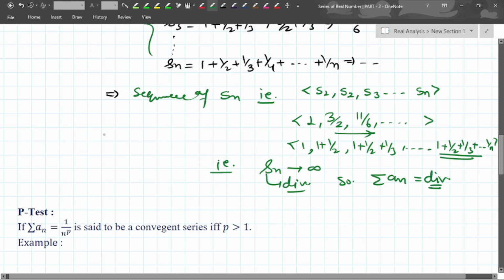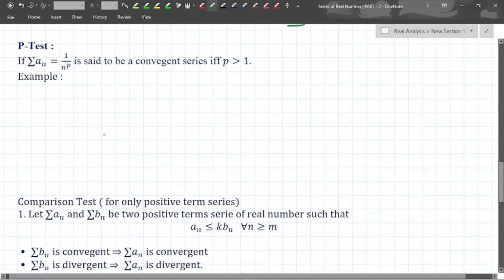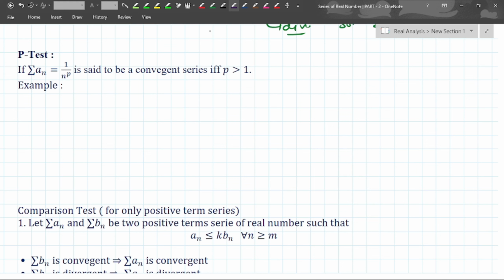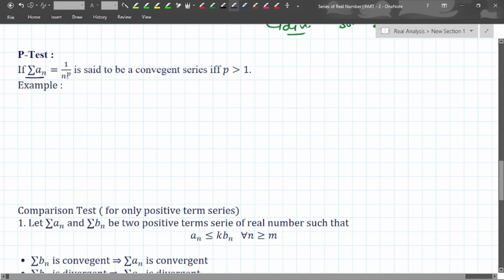Now, using the p-test, we will look at some more tests and how the p-test works. Using the p-test, we can find the convergence of a series. If you have a sequence like 1 over n to the power p, where p is greater than or equal to 1, then yes, p can be greater than or equal to 1.